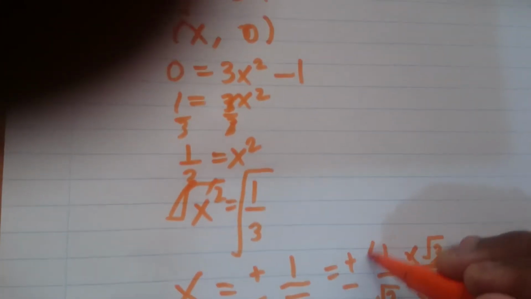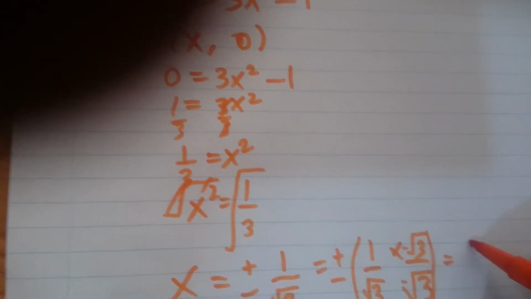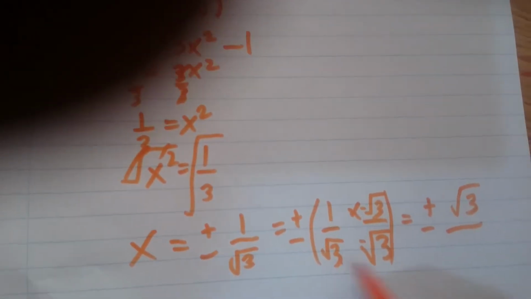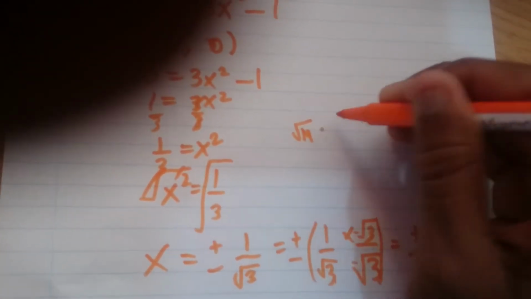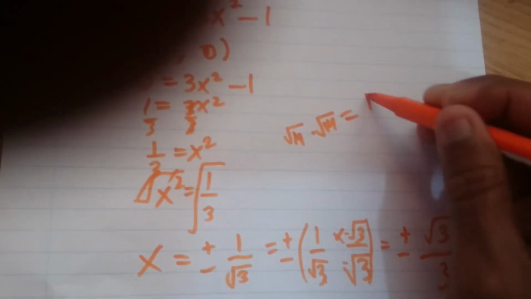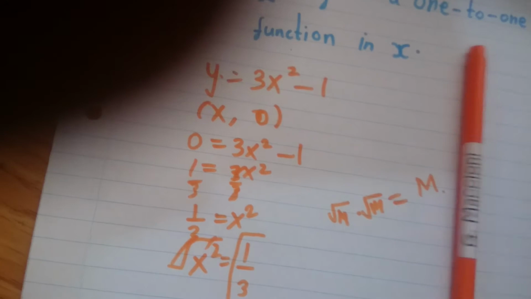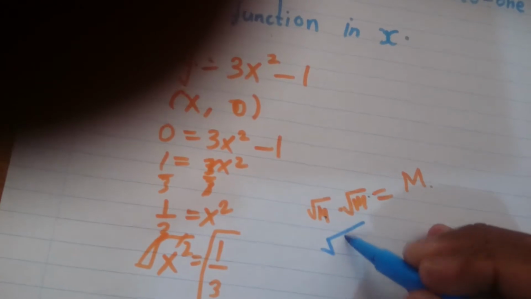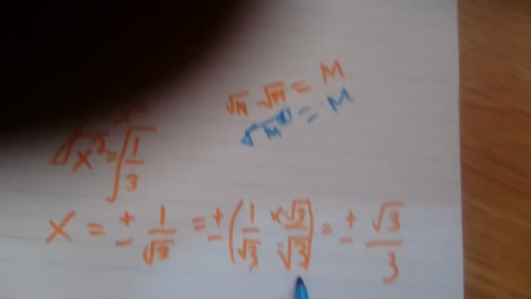So now we have a plus or minus, remember? So you have plus or minus, and then 1 times the square root of 3, and the square root of 3 times the square root of 3 equals 3. Whenever you have the same thing in a root, say m, the square root of m times the square root of m equals m, because you can put them in a single root, m times m is m squared, and the root and the square cancel, equal to m. That's how square root of 3 times square root of 3 equals 3.